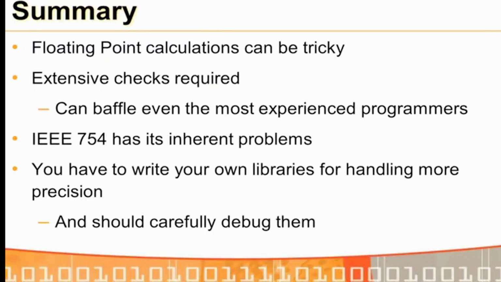So, floating point calculations are tricky, you need to do extensive checks. IEEE 754 also has inherent problems, as we have seen. So you may have to write your own libraries. When you do floating point, you should be extremely careful in these experimentations.